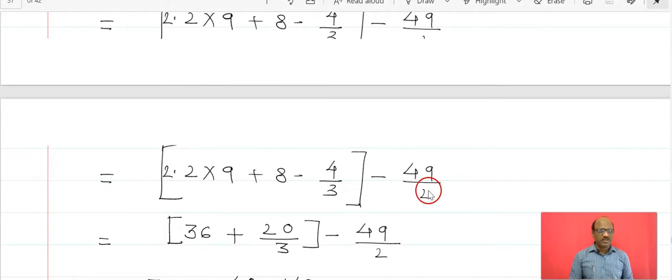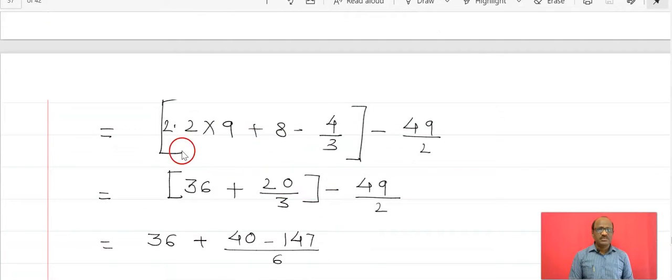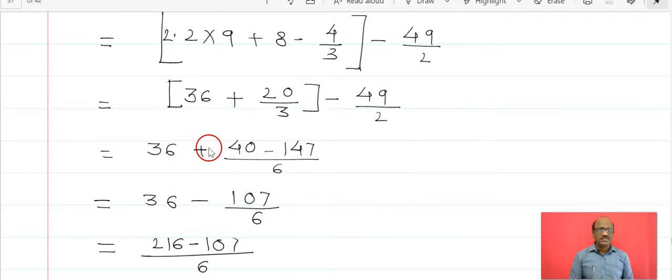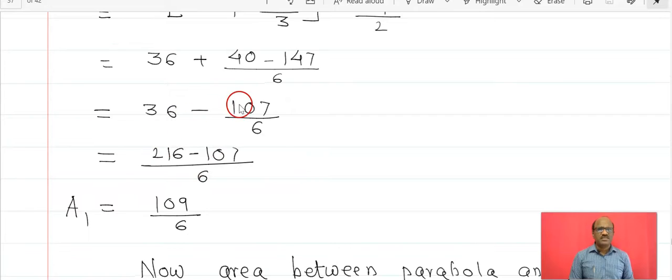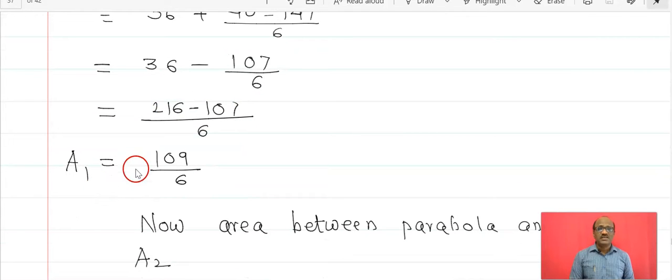Now here is 49 upon 2. 2 into 2 into 9 plus 8 minus 4 upon 3. If you simplify it, you will get 36 plus 20 upon 3 minus 49 upon 2. That is 36 plus 40 upon 1, 47 upon 6, and you can simplify it also. Therefore, you will get 36 minus 107 upon 6, that is 216 minus 107 upon 6. Therefore, A1 is 109 upon 6.